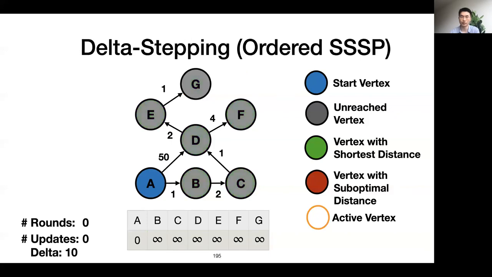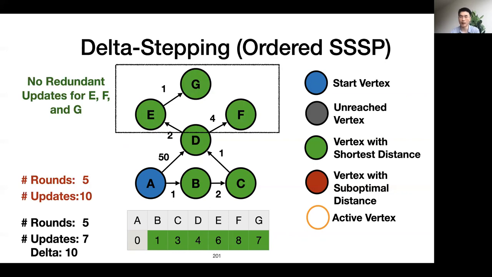Next, if we try the delta stepping algorithm, which is an ordered algorithm, in this case we'll process the vertices based on the priority. In this case, that would be the shortest distance so far. So vertex A has the shortest distance first, so A will be processed, and B and D will be updated to 1 and 50. Now B has a lower priority than D, so B will be processed before D, and update C, and C also has a lower priority than D, which is 50, so this way we'll process C first, and then eventually we'll process everything.